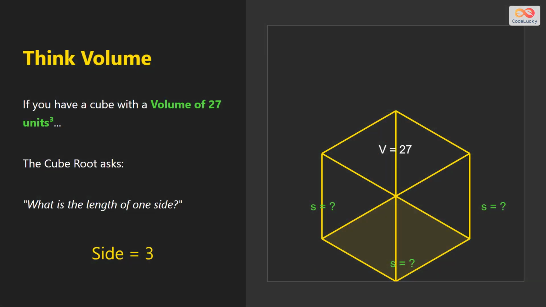A great way to visualize this is to think about geometry. If you have a perfect cube with a total volume of 27 cubic units, taking the cube root is like asking for the length of just one of its edges. Since 3 times 3 times 3 is 27, the side length is 3.